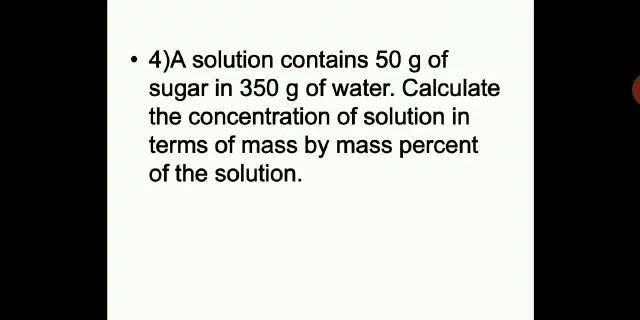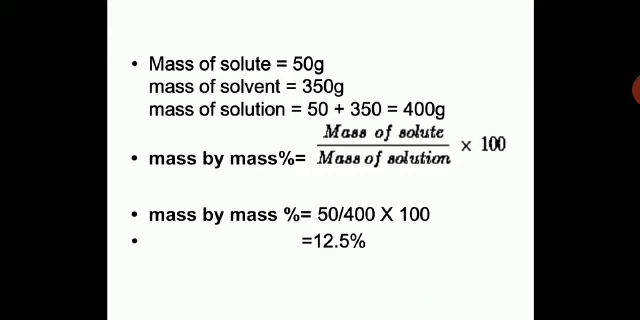Now a solution contains 50 gram of sugar in 350 gram of water. Calculate the concentration of the solution in terms of mass by mass percentage. Over here you have to calculate the mass by mass percentage of the solution, where the mass of the solute is given and the mass of the solvent is given to you. So again a simple sum, gather the data here. Given: mass of solute 50 gram, mass of solvent 350 gram. So mass of solution will be 50 plus 350, which gives you 400 grams.